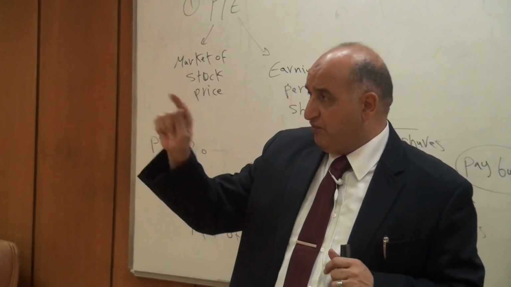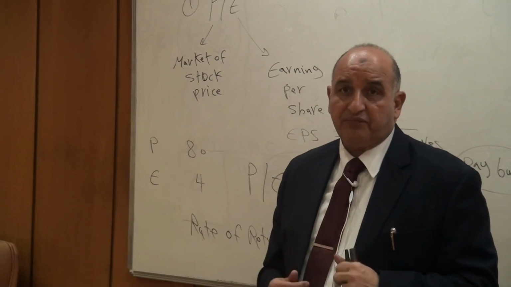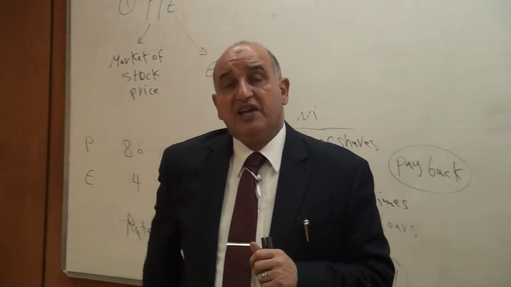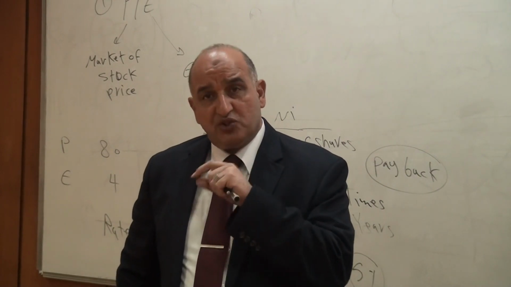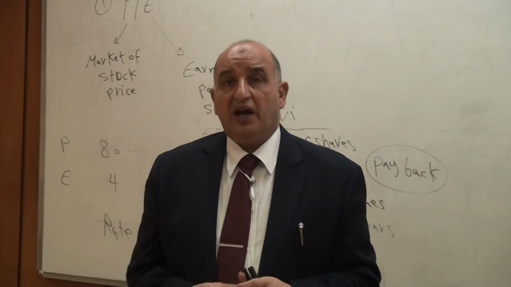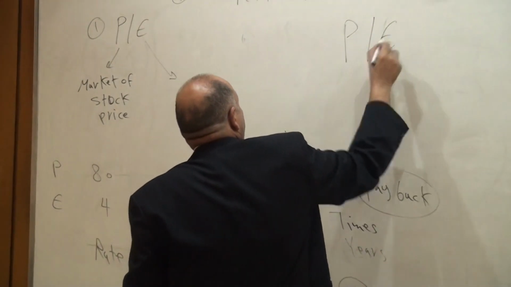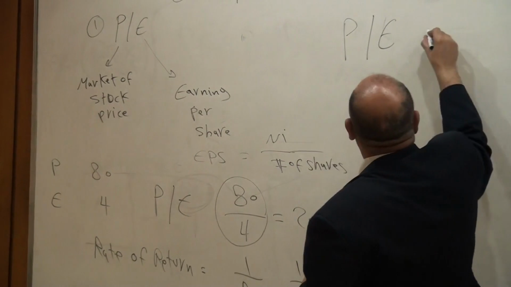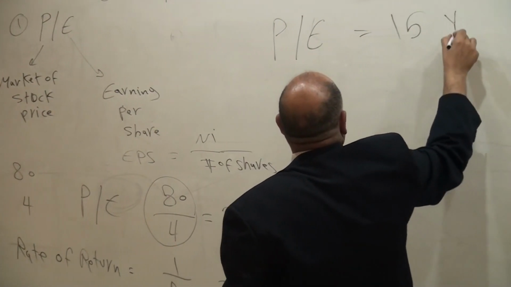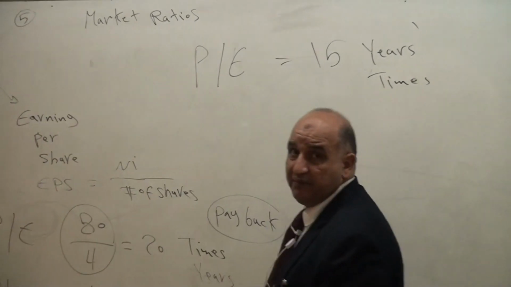In this case, you have to calculate the PE for each company, and by the end, you will get the average. The average PE for the Egyptian stock market is around 15 times. If you know that the Egyptian stock market PE equals 15, we can call it 15 years or 15 times, as you like.